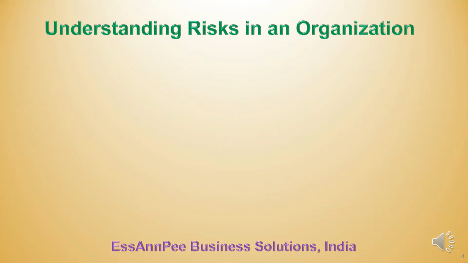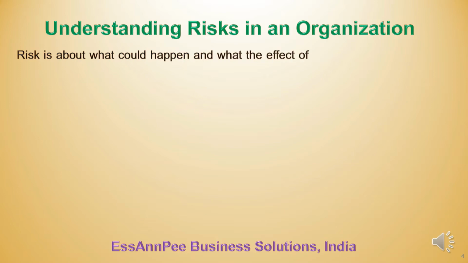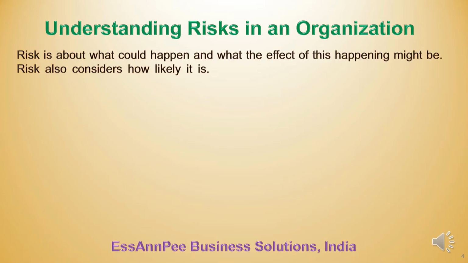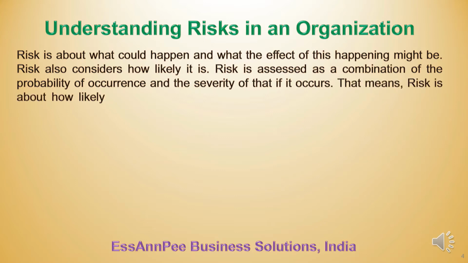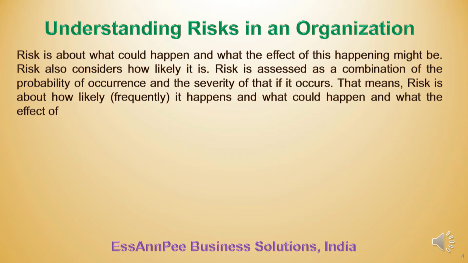Understanding risks in an organization. Risk is about what could happen and what the effect of this happening might be. Risk also considers how likely it is. Risk is assessed as a combination of the probability of occurrence and the severity of that if it occurs. That means, risk is about how likely, how frequently, it happens and what could happen and what the effect of this happening might be, that is severity.